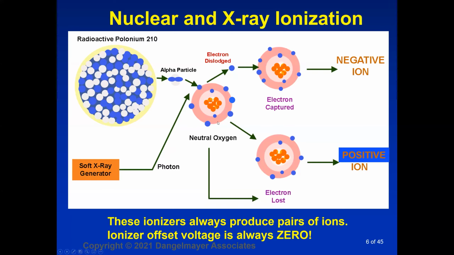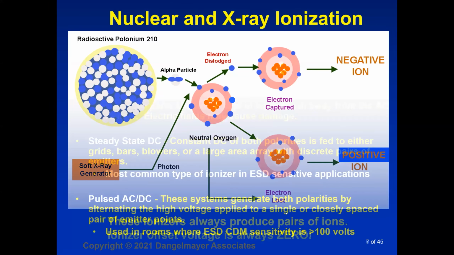Now, when it collides with the gas molecule, it will knock an electron out. So we have a gas molecule that has lost an electron. It's now a positive ion. We see here because it has one less electron than it had before. Now, whoops, sorry.